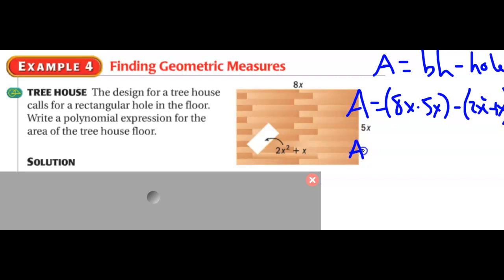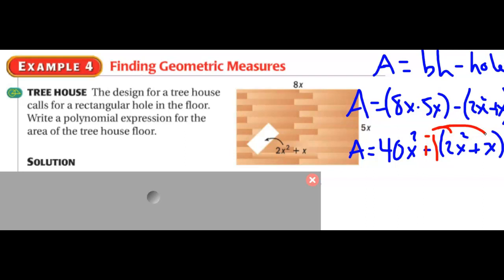So the total area equals 8x times 5x. So 8 times 5 is 40, and x times x, 2 factors of x. So we have 40x squared minus 2x squared plus x. So that's what brings us to today's topic, subtracting a binomial, right? So let's use the same strategy we used earlier. So we have one binomial. We're going to add the opposite of each of these two terms, right?